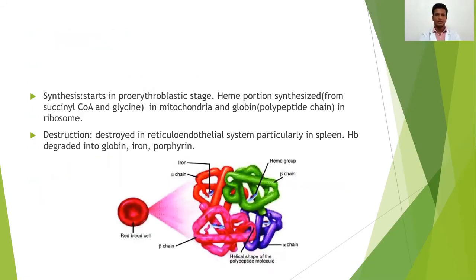Synthesis of hemoglobin starts in the proerythroblastic stage. The heme portion is synthesized from succinyl-CoA and glycine in mitochondria, and the globin polypeptide chain in ribosomes. Destruction of hemoglobin is done in the reticuloendothelial system, particularly in the spleen. Hemoglobin is degraded into globin, iron, and porphyrin.